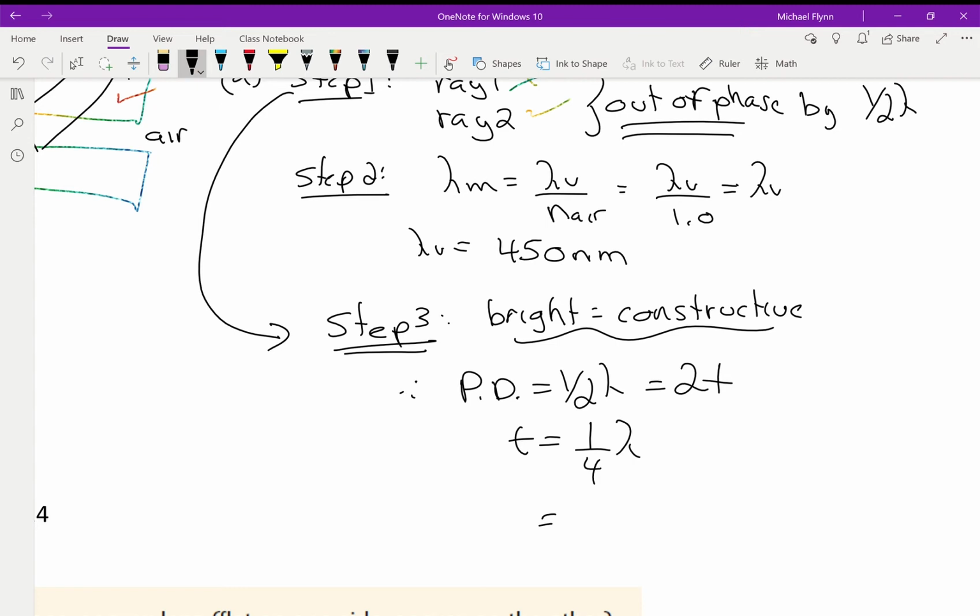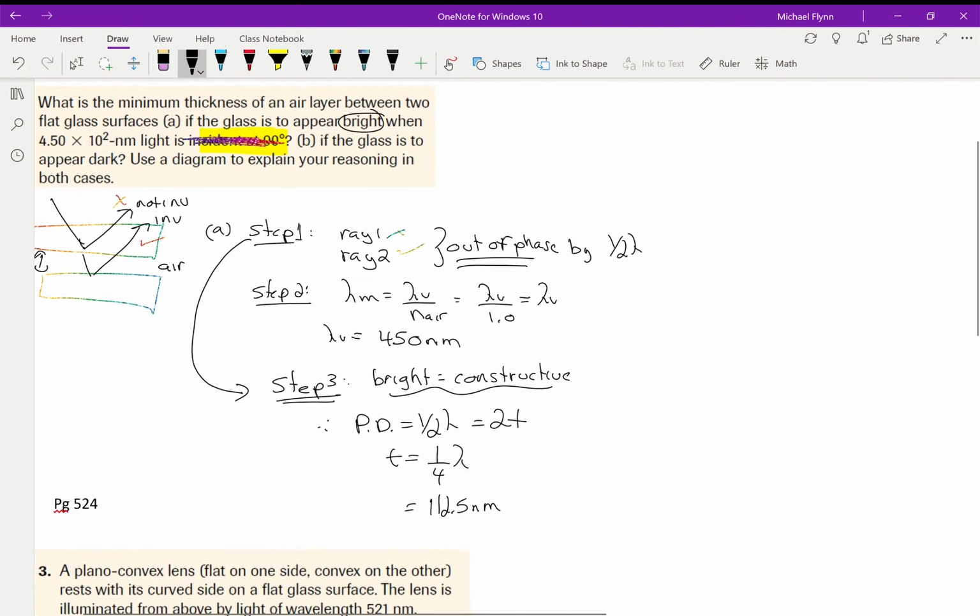450 divided by 4. 112.5. I'm a genius. There you go. Nanometers. Okay, that's it.